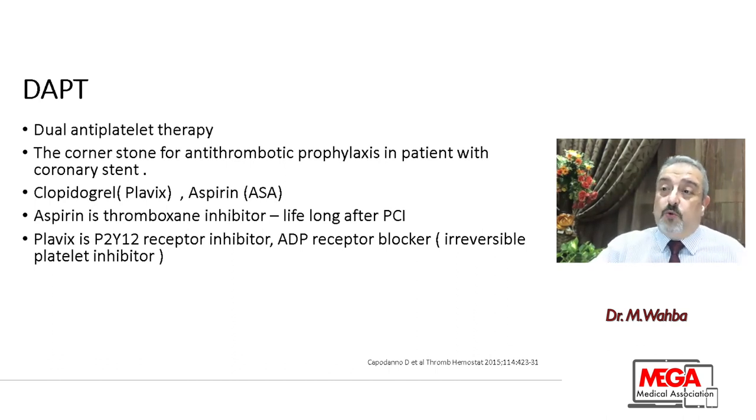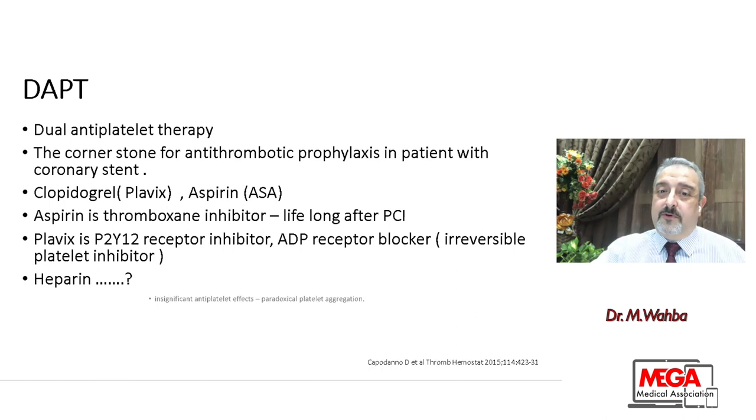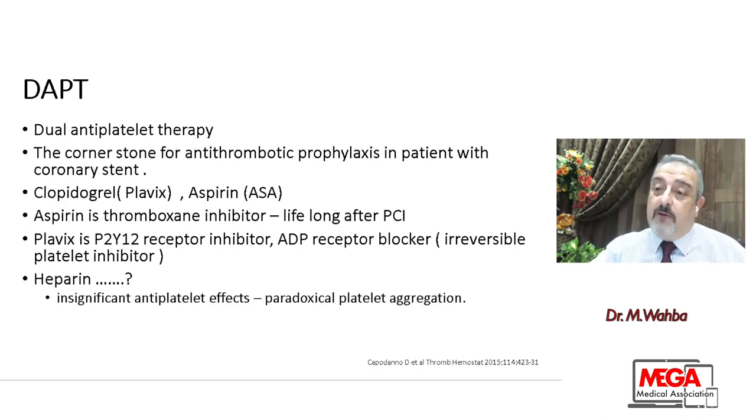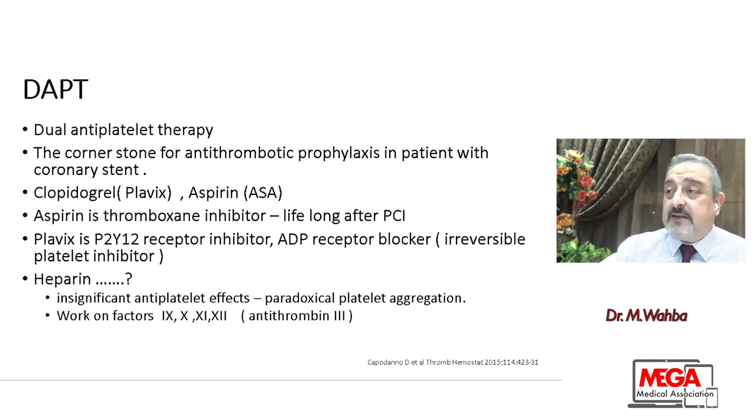But the question is why two together? And can I use heparin? The answer is no. Why? Because heparin will allow the paradoxical platelet aggregation. It works on a different pathway for the cascade, with insignificant antiplatelet effect, and works on factors 9, 10, 11, 12, antithrombin 3. Okay, can I use warfarin? Exactly the same question, the same answer, no, because it works on factors 2, 7, 9, and 10.